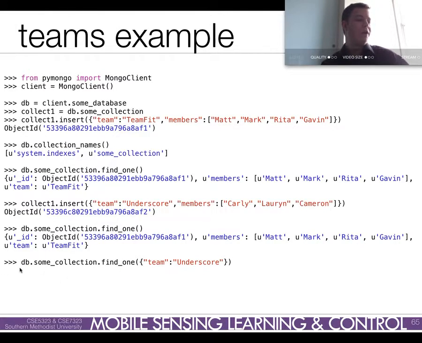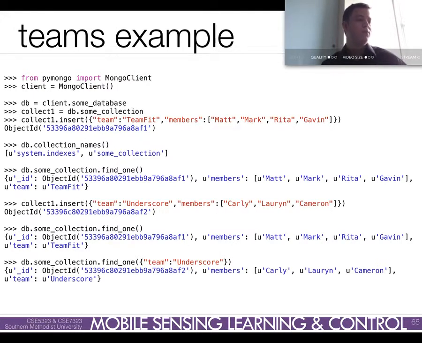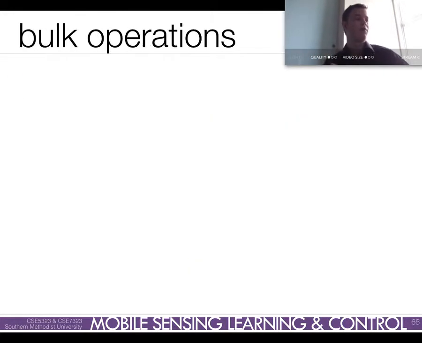Now if I do db.sumCollection.find_one and I want the team to be the new team, surprise, surprise, it's going to give me that team back. So that's how I would do a query here. A little more concrete now. We've gone through an example, feeling good about ourselves. All right, let's make it confusing.